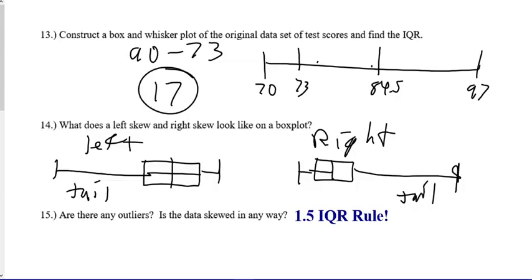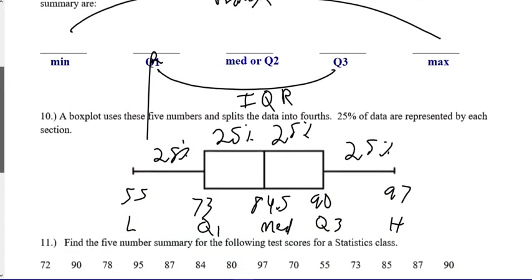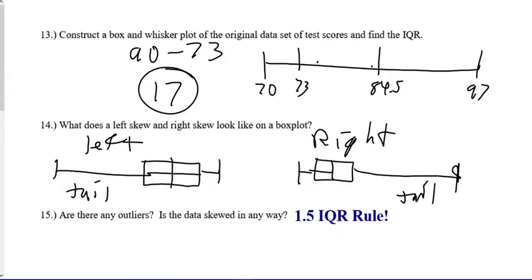And then 90. Well, what's halfway between 97 and 84.5? 97 minus 84.5 divided by 2 is, sorry, I meant to say plus. 97 plus 84.5 divided by 2 is 90.75. So 90 is really close to the center here, so I'm just going to go a little bit left of that and put 90. And then I connect my Q1 and my Q3.